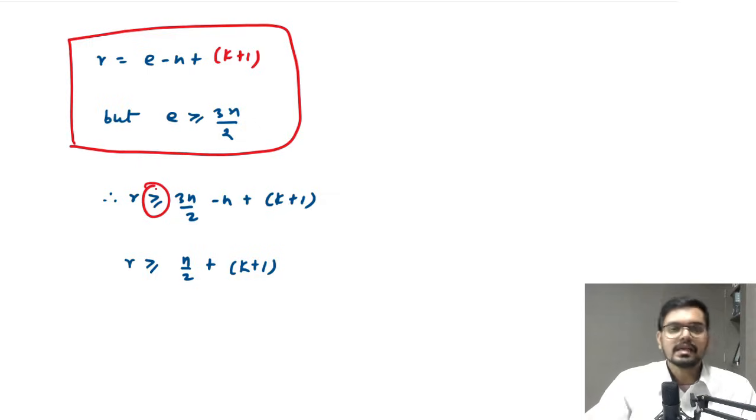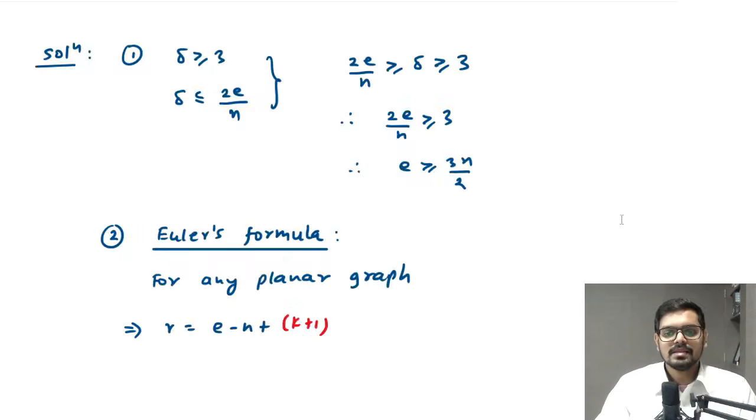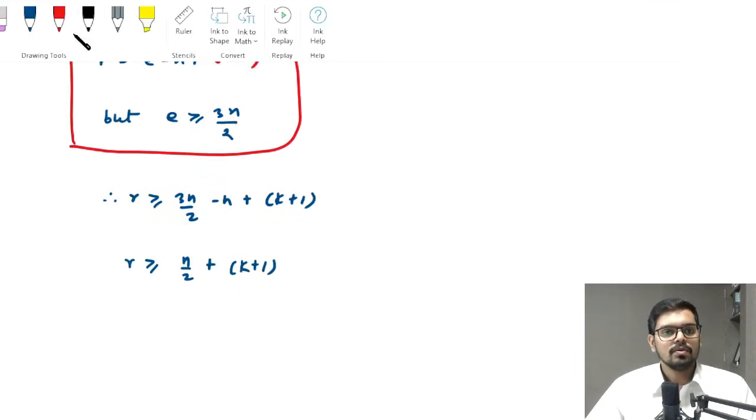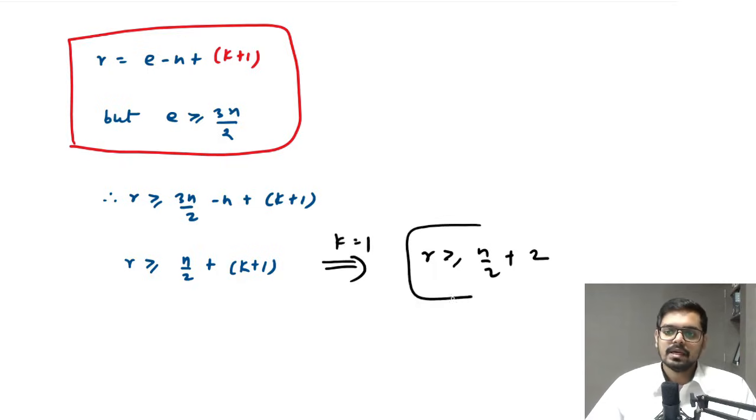Therefore R is greater than or equal to, if you substitute E is 3n by 2. Easily understood? If understood, now do the calculation. Combine these two. It would be 3n minus 2n by 2, which is n by 2, and then we have plus k plus 1. So the number of faces is at least n by 2 plus k plus 1. That should be the option, but that is not present, which means you can see plus 2, plus 2, plus 2. So indirectly they are saying substitute k is equal to 1. So R is greater than or equal to n by 2 plus, if I substitute k is 1, then k plus 1 would be 2.